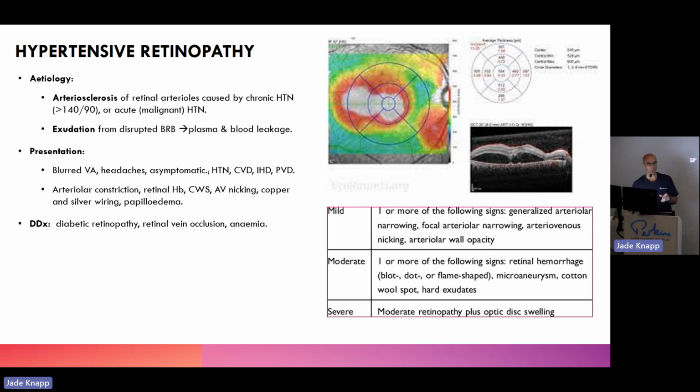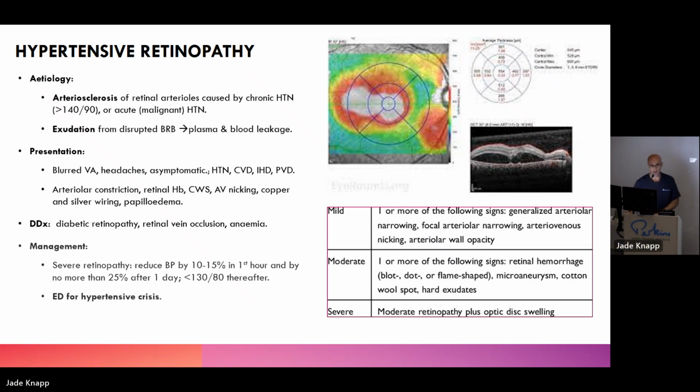So you need to tease those apart. Is the person diabetic? That's the first question you need to ask. Retinal vein occlusion I mentioned. Retinal vein occlusion tends to be unilateral, whereas hypertensive and diabetic retinopathy are both bilateral. Anemia can be bilateral as well, so you also need to ask about anemia, as it can cause similar signs.